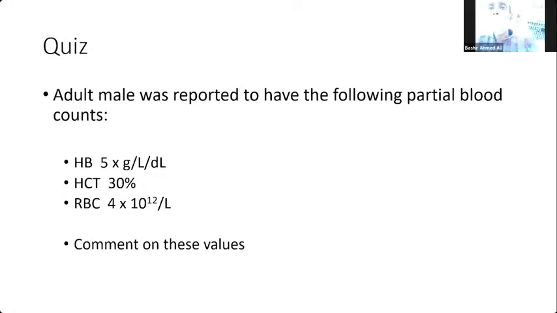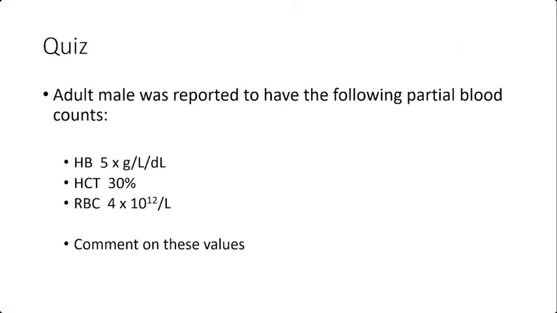An adult male was reported to have the following partial blood counts: hemoglobin level of 5 grams per deciliter, hematocrit of 30%, and the RBC of 4 power 12 per liter. Comment on these values. Thank you, Bashir. You want to try and comment on these values?